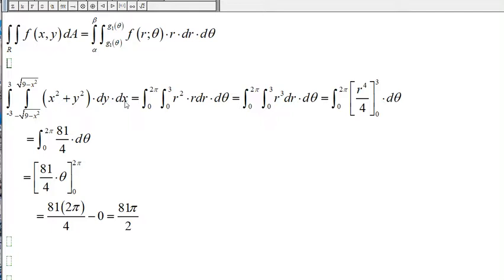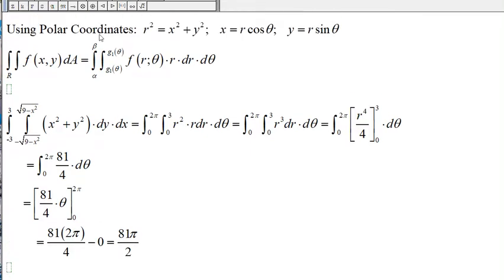And so for the double integral, sometimes it's easier to evaluate this double integral using the polar coordinate system instead of evaluating it directly.